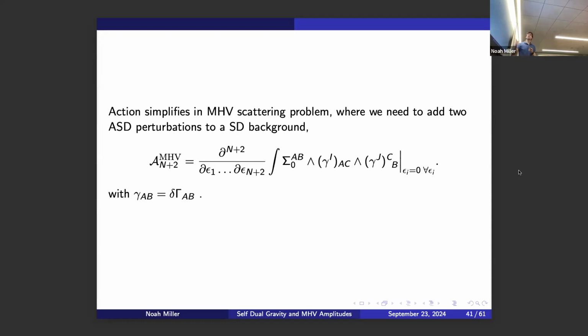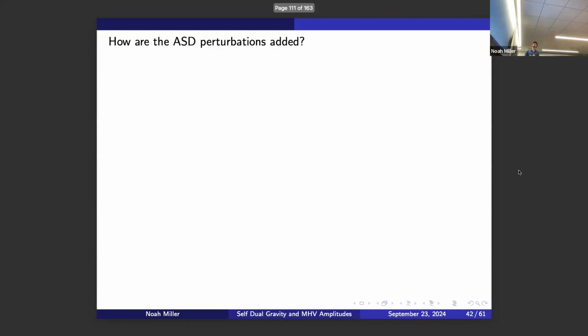So usually this anti-self-dual part of the spin connection, big gamma AB, is 0 in a self-dual background, just like how F minus was 0 in a self-dual background, but then we make a linear perturbation. And then the nice thing about this action is you don't have to compute how the anti-self-dual gravitons interact with each other. You can just compute one of them, and that'll get you the right thing, just in the same way that F squared is like that.